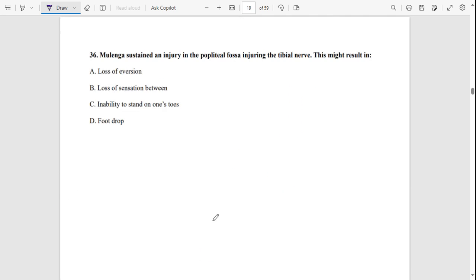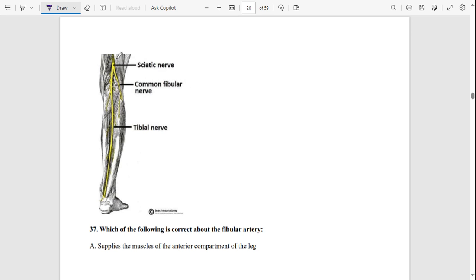Okay, so we have seen the answer there. Molenga sustains an injury in the popliteal fossa, injuring the tibial nerve. Now if you look at the tibial nerve, in the popliteal fossa you have got the sciatic nerve. When you reach the upper part of the popliteal fossa, before the nerve comes out, it's going to divide into two nerves, the tibial nerve and the common fibular, which is also known as the common peroneal nerve.